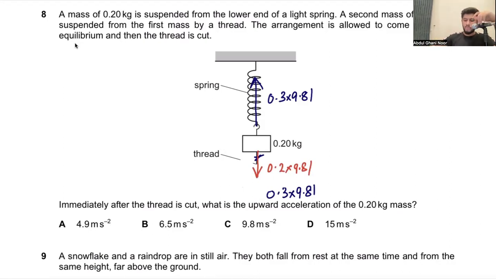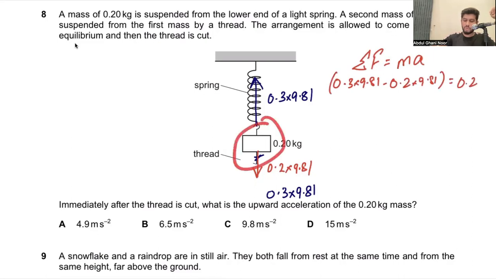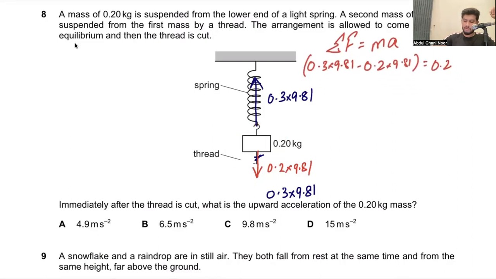So the question is, what is the upward acceleration? Resultant force is equal to mass times acceleration. Resultant force is 0.3 into 9.81 minus 0.2 into 9.81. ये आपके पास net force आ गई, is equal to mass, which is 0.2, because you only have a 0.2 kilogram mass now, times the acceleration a. You work out the value for acceleration, and it comes out to be 4.9 meters per second squared. Clear है?